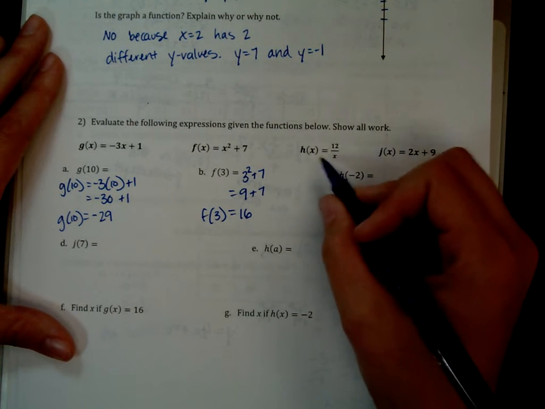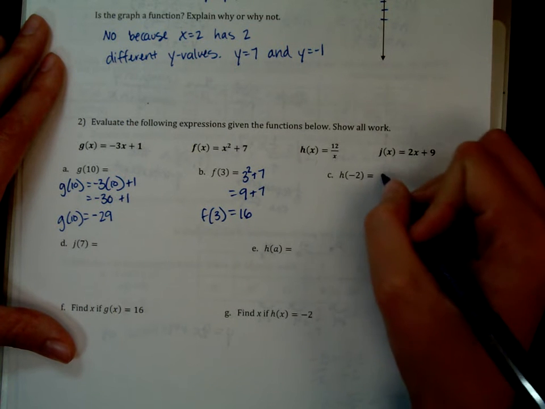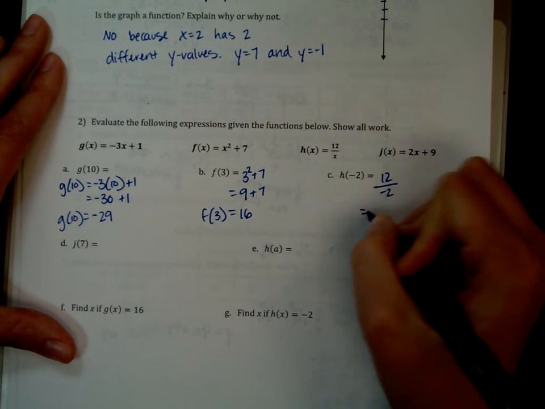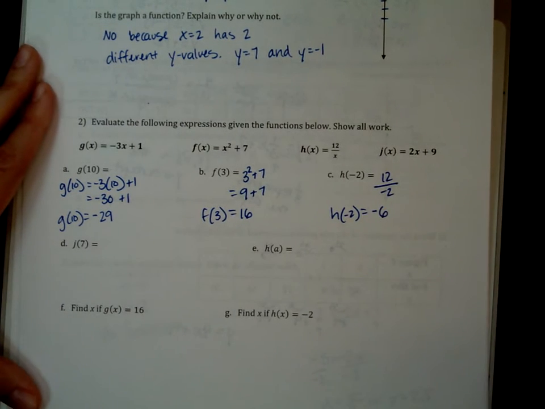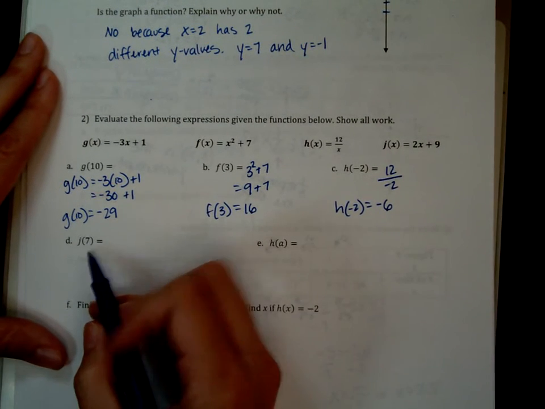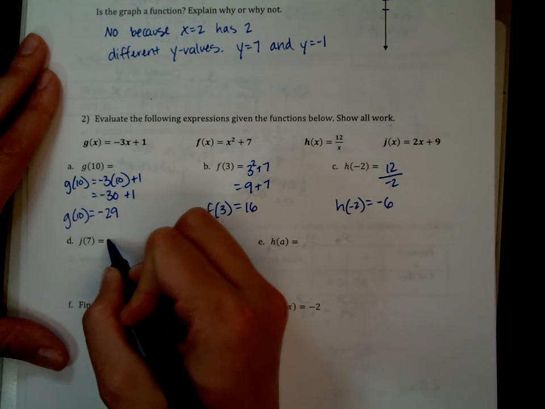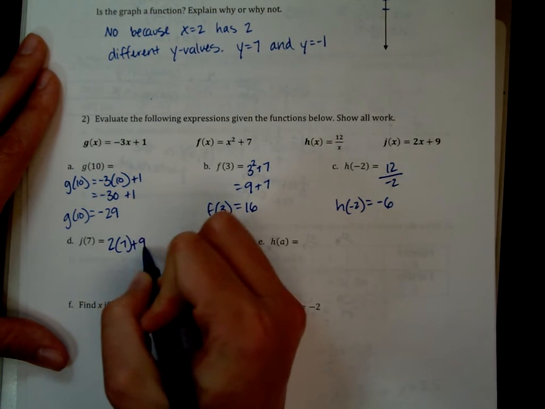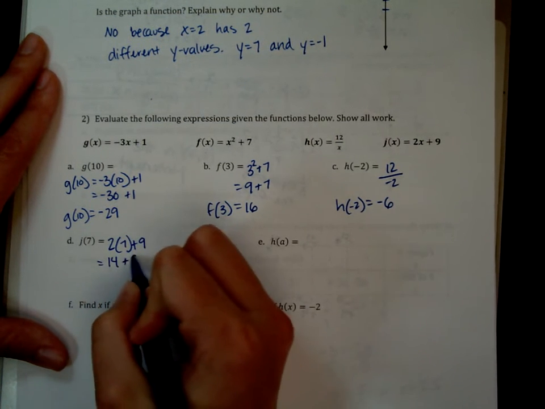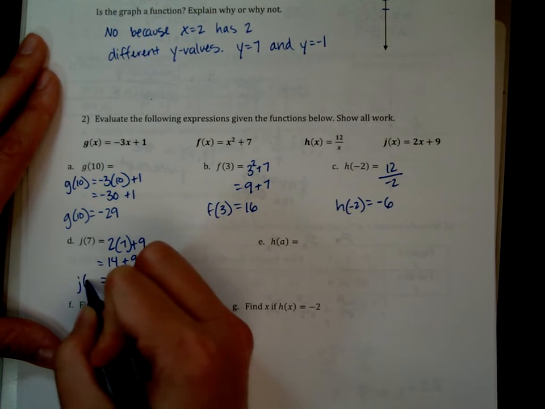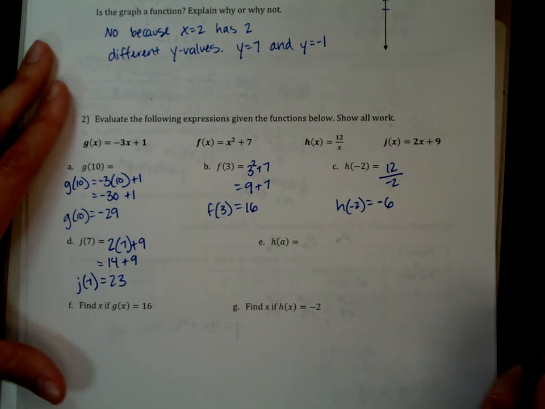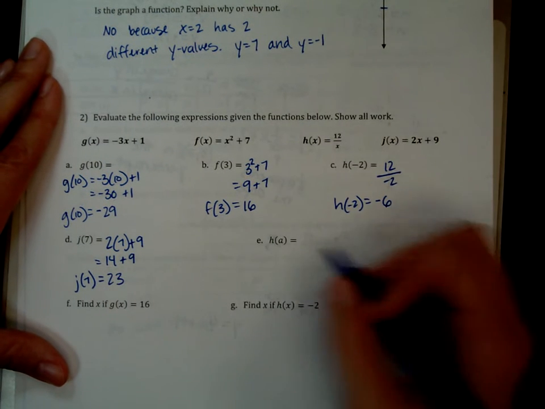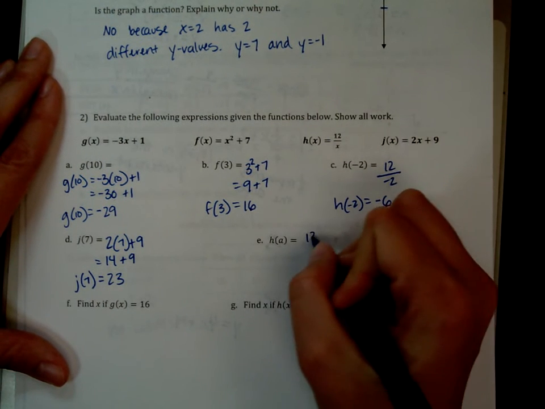h of negative 2 would be 12 divided by negative 2, which is negative 6. j of 7 would be 2 times 7 plus 9. 14 plus 9 is 23. h of A means we plug in A for x, so we get 12 over A.